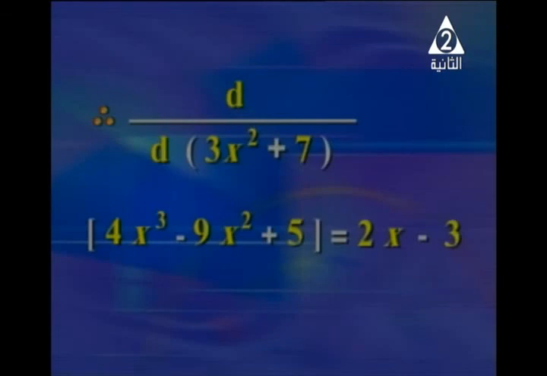y equals what? Yes, 4x power 3 minus 9x power 2 plus 5. z equals what? 3x power 2 plus 7. dy over dx means dy over dz multiplied by dz over dx. Then the final answer, the derivative with respect to 3x power 2 plus 7 of the function containing 4x power 3 minus 9x power 2 plus 5, equals 2x minus 3. This is a very important example.